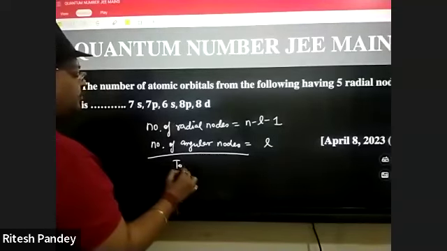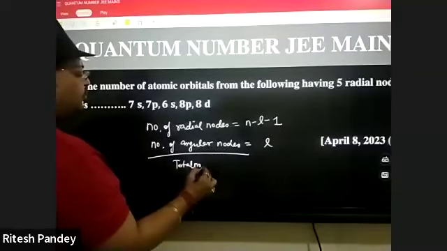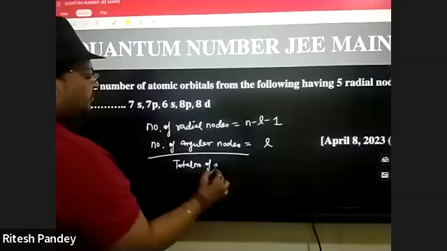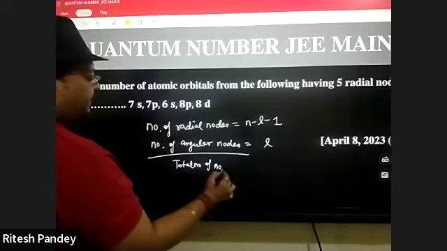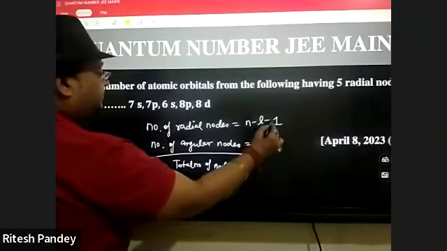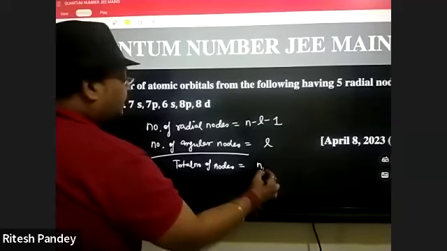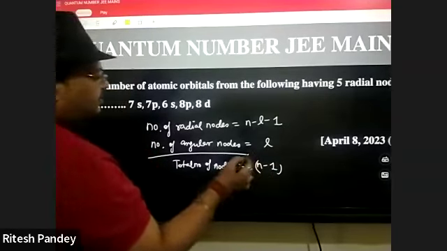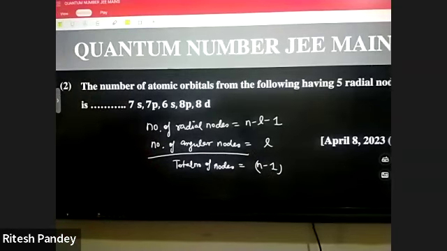So the total number of nodes would be n minus L minus 1 plus L, which will be equal to n minus 1 only. So these are a few formulas I want you to take note of.